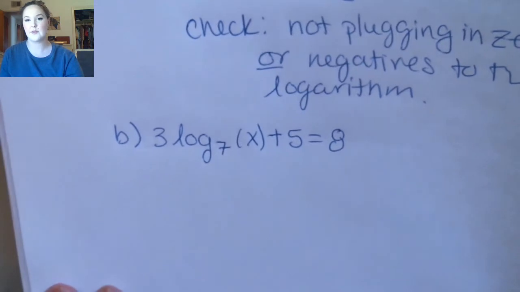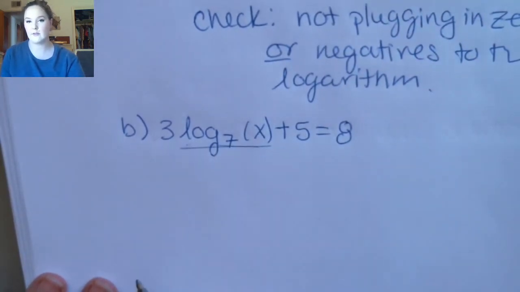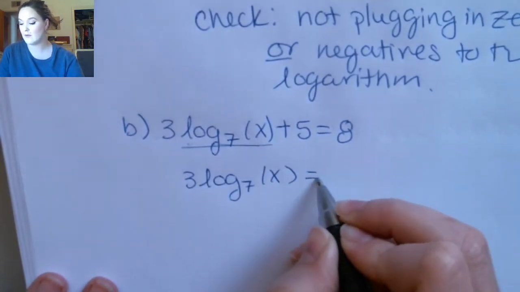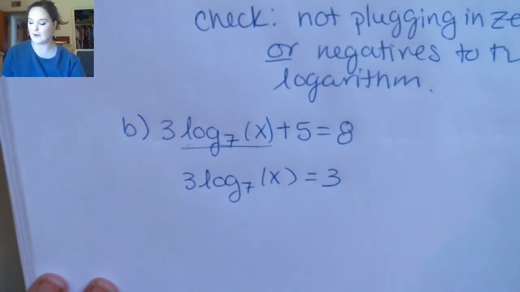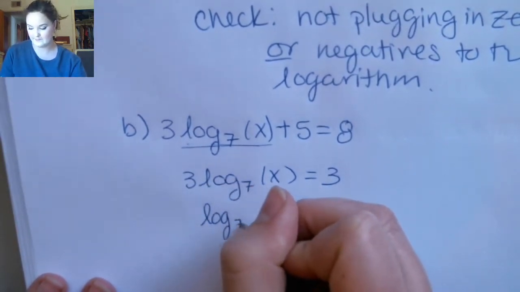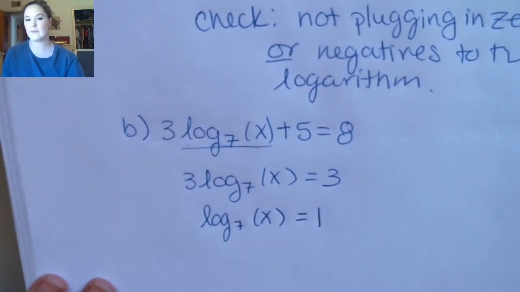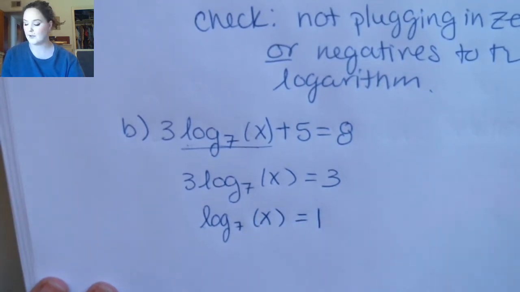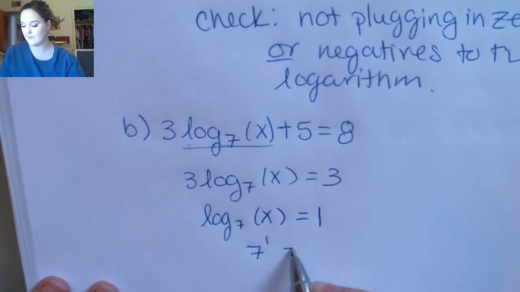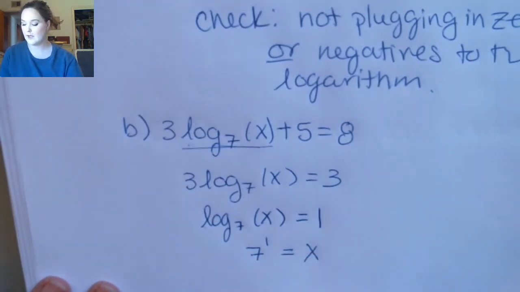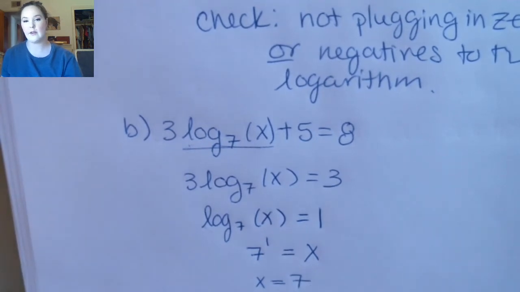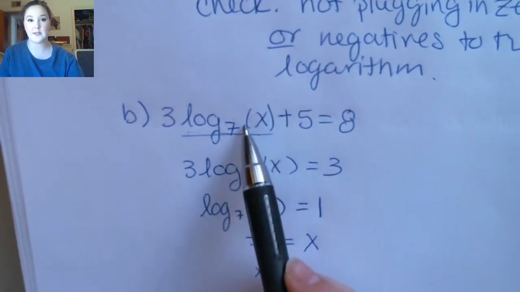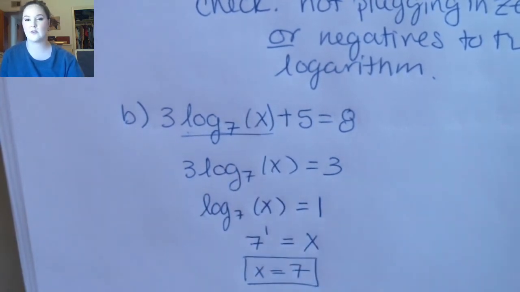Okay, so the first thing we want to do is isolate this log. So I'm going to subtract 5, and then I'm going to divide both sides by 3. Once I have a single log isolated on one side, I'm going to go ahead and change to exponential form. And this gives me the solution x equals 7. Now I'm going to look at my original equation and ask, am I allowed to plug in 7 here? Yes, because it's positive, it's not 0, so this is a solution to my equation.